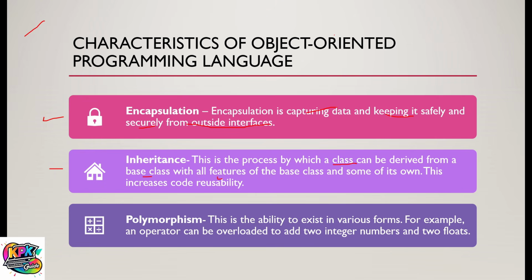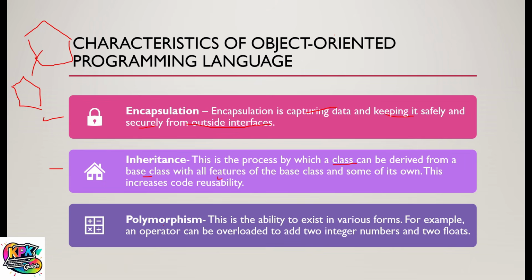So what we are saying is that there is a base class, or a parent class here, and then based on that structure, or based on some components, properties or features, we create another program from that, using the same properties. Okay. The next is polymorphism. This is the ability to exist in various forms. For example, an operator can be overloaded to add two integer numbers and two floats. Okay, so here we are saying the ability for a program to exist in different formats.